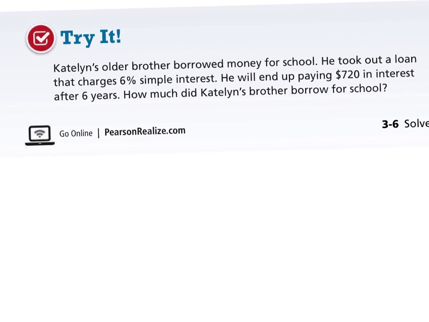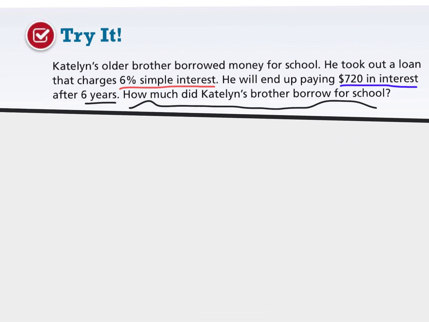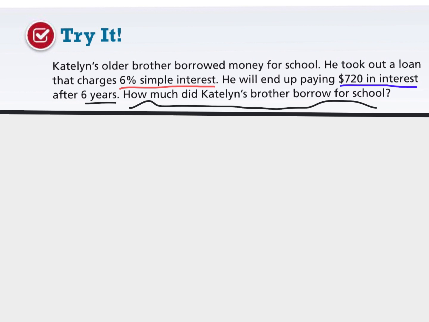So if you look at the try it, Caitlin's older brother borrowed money for school. He took out a loan that charges 6% simple interest. He will end up paying $720 in interest after 6 years. And the question is, how much did Caitlin's brother borrow? Okay, so we're trying to find out how much he borrowed, which is going to be the principal again.